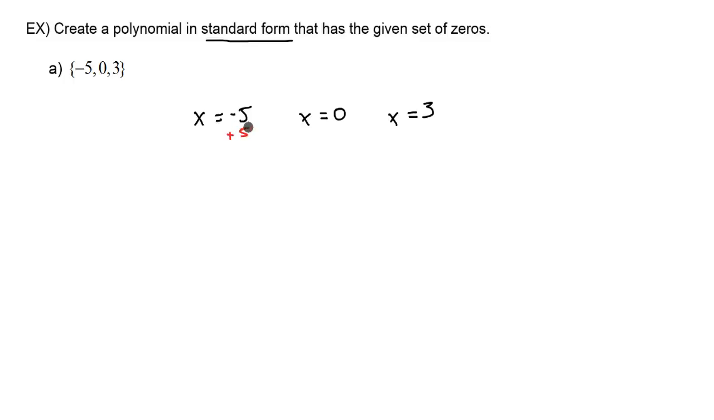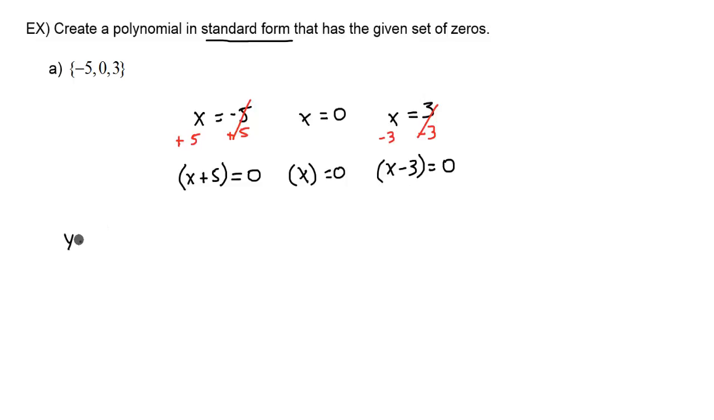To do that, to the first one, I want to add 5 here. That will give me 0 on the right side. I have to add 5 to the left side to keep it balanced. So I'm left with x plus 5, and that's going to be the factor, and it's set equal to 0. Now for this one, x equals 0, well, that's already set equal to 0, so x is going to be another factor. And then we're going to do it to this one as well. I subtracted 3 from both sides, and then I'm left with x minus 3 as a factor.